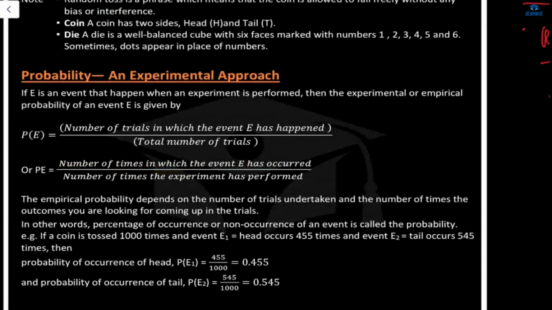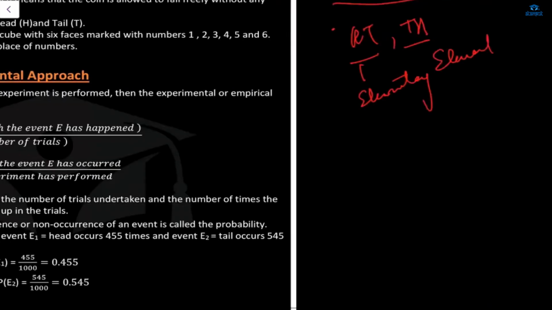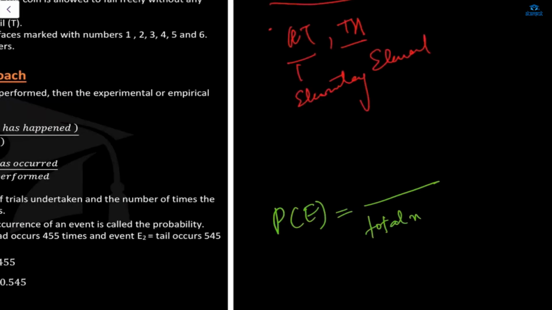What is probability of an experiment? We always represent probability by E. Probability जो है हम ऐसे P(E) लिखते हैं, ठीक है, P(E) के फॉर्म में लिखते हैं. And probability होता क्या है? Probability is total number of outcomes, and above will be favorable outcomes.